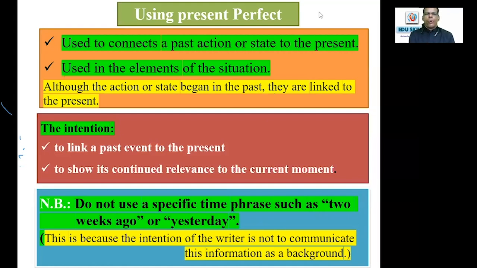But you can use for so many years, that I already explained to you. This is because the intention of the writer is not to communicate this information as background. When you use present perfect, you are not giving background information. So you cannot use present perfect in the ISBAR B at all, because background information has nothing to do with the present.